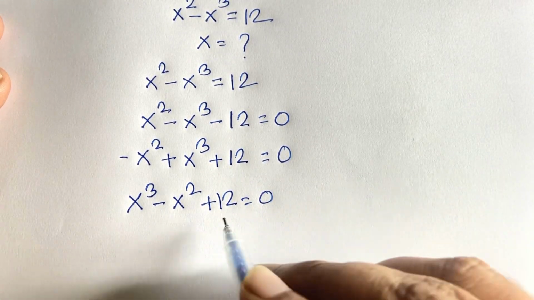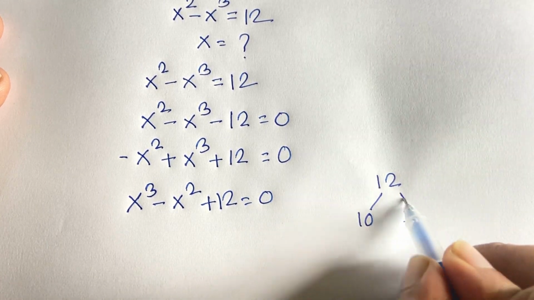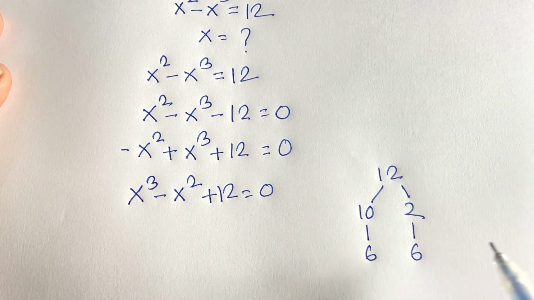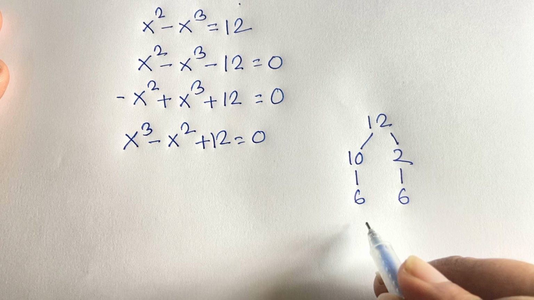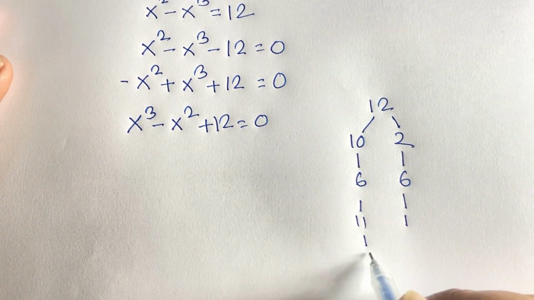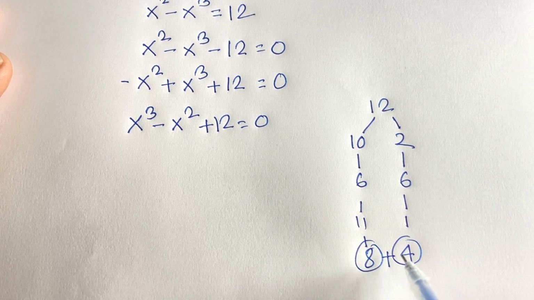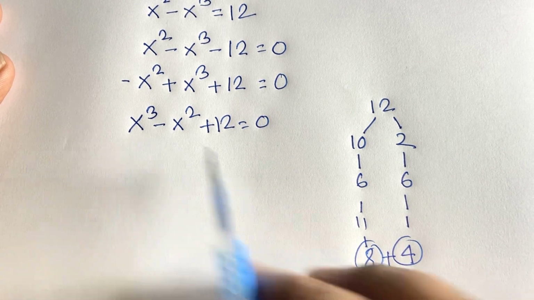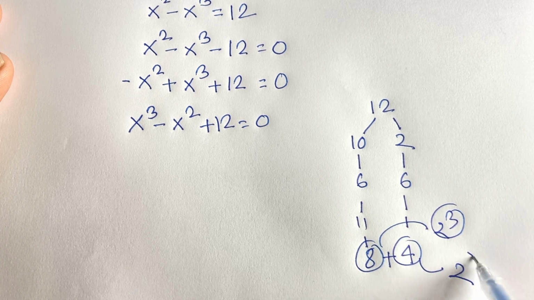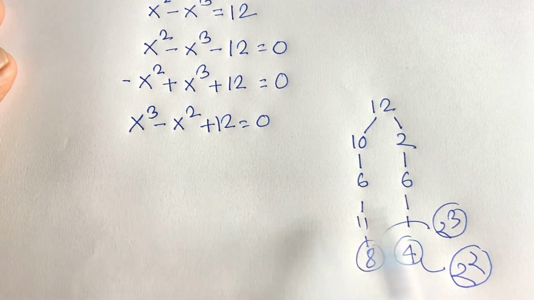So in this case, look, positive 12: 10 plus 2 will be 12, 6 plus 6 is also 12, 11 plus 1 is also 12, and again 8 and 4 is also 12. I use this split because here is a cube, and I can say 8 will be 2 to the power 3 and 4 will be 2 to the power 2. So this time I use two formulas in this equation.